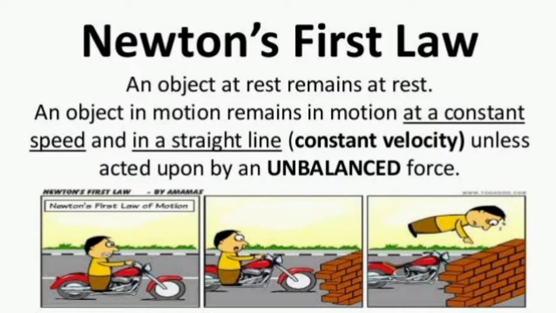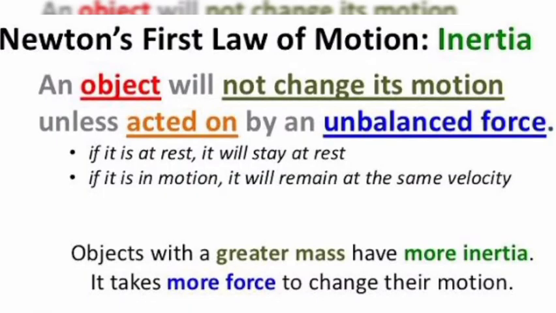Another example: a small coin is put on a card and placed over a glass. When the card is flicked away with the finger, the coin drops into the glass. Newton's first law of motion is also called the law of inertia.